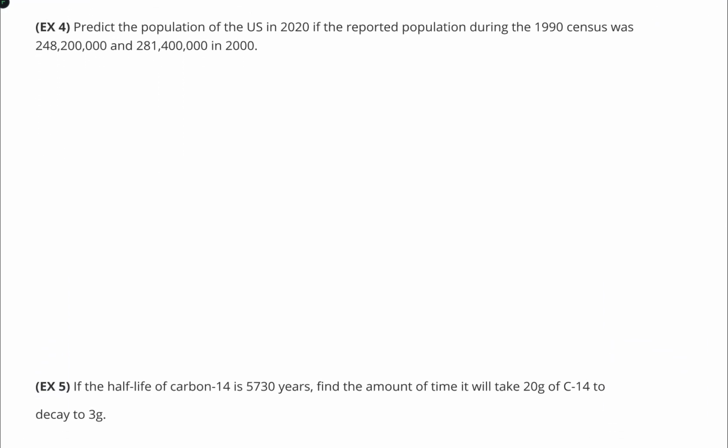So this example here: predict the population of the US in 2020 if the reported population during the 1990 census was 248,200,000, and 281,400,000 in 2000. And no, I'm not going to update this question for new numbers. Clearly it's in the past. But you can now go back on Wikipedia and check and see if the number predicted was correct. That might be fun. Okay, so let's see what we do here.